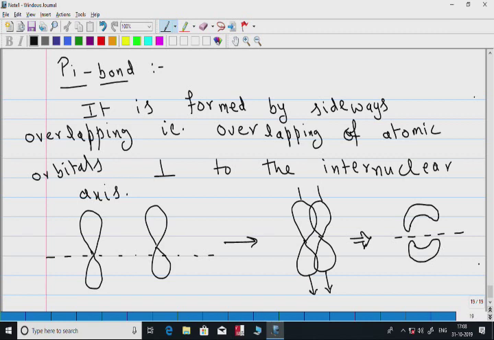Have you copied that, guys? Is there any confusion or doubt? Are you understanding the meaning?